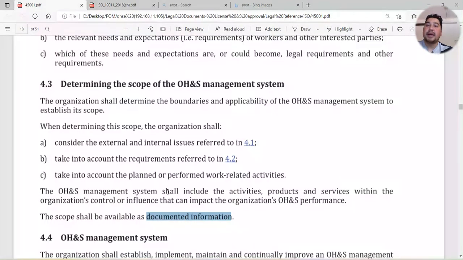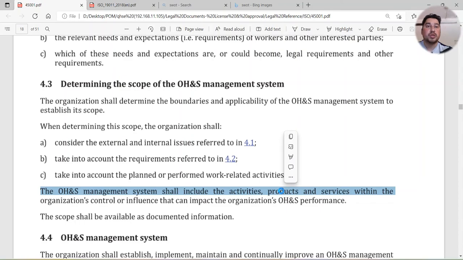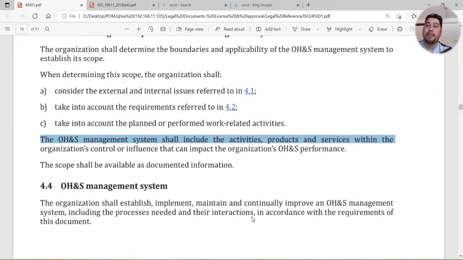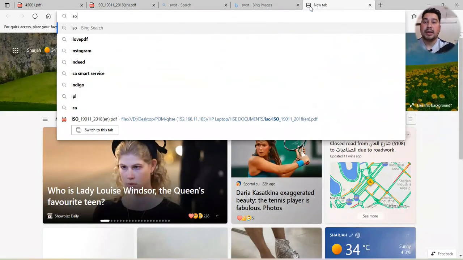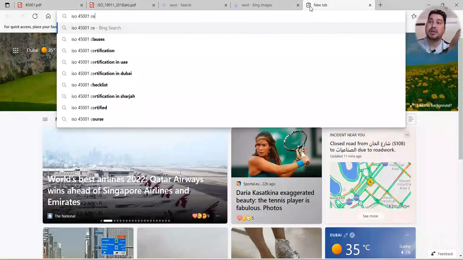So it's saying that when you are making the scope, you have to make sure that it includes your activities. What are the activities you are doing? Maybe cleaning services, maybe you are providing security services, maybe maintenance services, and the products you are producing, and other services that you are providing. Those things should be included in your business scope. Sometimes these scopes are also mentioned in the ISO certificate. Let me show you an ISO 45001 certificate.